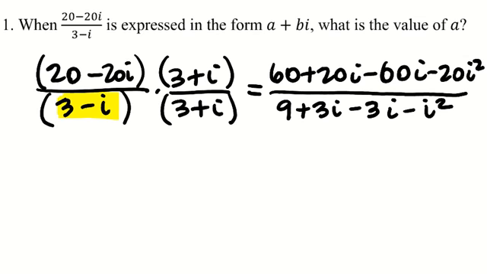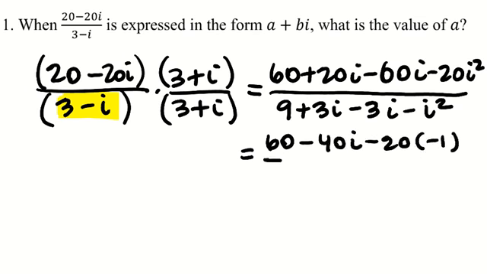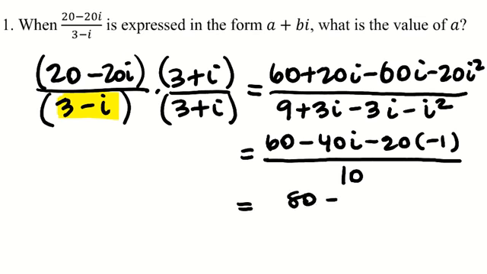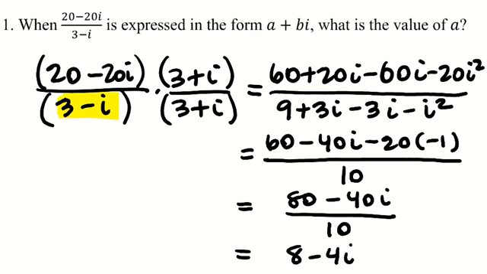And then, okay, I'm going to combine some like terms. So 60 minus 40i, minus 20 times negative 1 would be plus 20. And then the plus 3i and minus 3i add to 0. And 9 minus negative 1 is 9 plus 1 is 10. So I've got 60 plus 20 is 80, minus 40i, divided by 10, which is going to be 8 minus 4i. And if they ask for the value of a, well, a is the number that doesn't have an i attached to it. That would be 8.